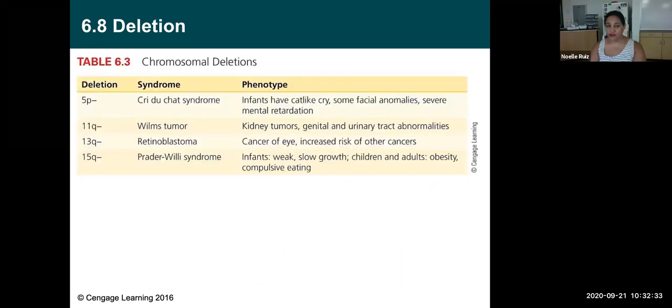There are some examples of chromosome deletions. Prader-Willi syndrome is one that you hear about a lot. Infants are weak and don't grow as quickly. In children and adults, they're more likely to be obese and have compulsive eating disorders. And on the left of the table, the deletion is the arm. So the first one happens in the 5p arm, the p arm, region 5. That's what the numbers stand for.